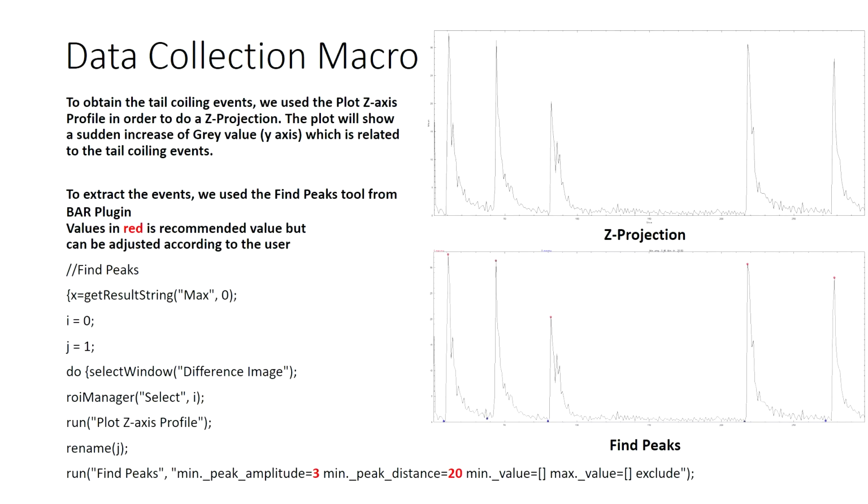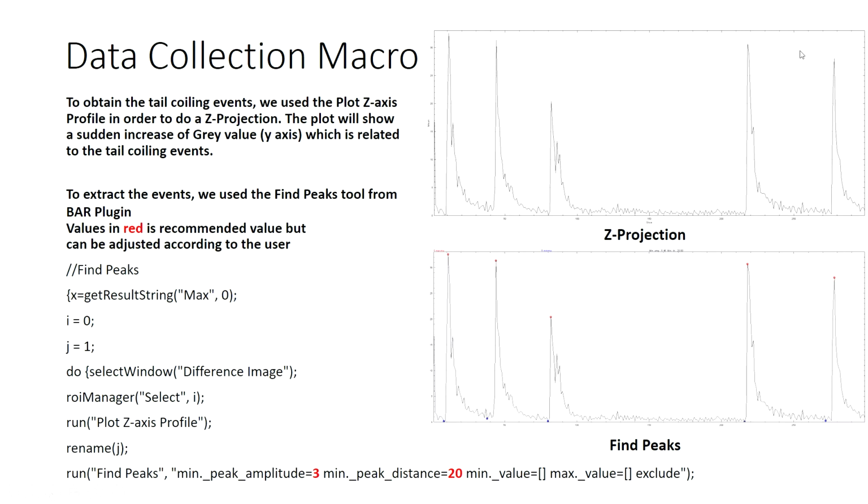After we obtain the stack difference images, we use the Plot Z-axis Profile tool from ImageJ in order to do Z projection. In this Z projection, we will obtain a curve which has time as its x-axis and gray value or intensity as its y-axis, which is related to the tail coiling events. And you can see here that there are several peaks.